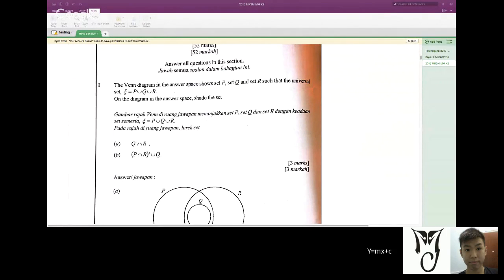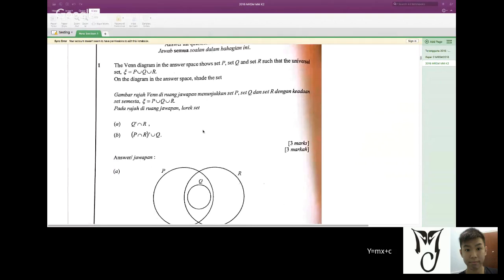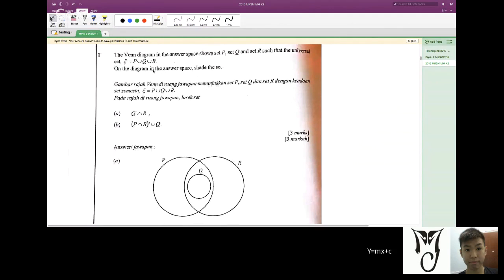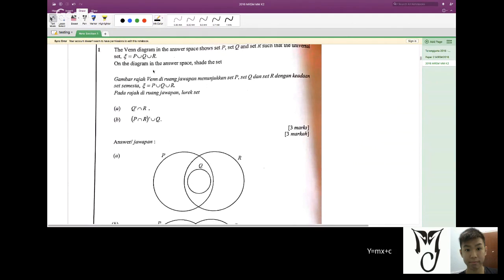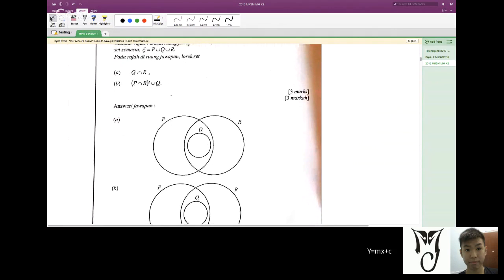Right, so today I'm going to discuss the MRSM 2016 tri-paper. This is Paper 2 for SPM Modern Math. So let's have a look at the first question. You should know this is a set question. The question says the Venn diagram in the answer space shows sets P, Q and R such that the universal set is P union Q union R. That means PQR is everything, and you shouldn't have any area outside of PQR. On the diagram in the answer space, shade the set. So they ask you to shade this one.